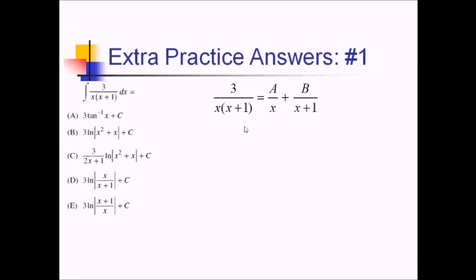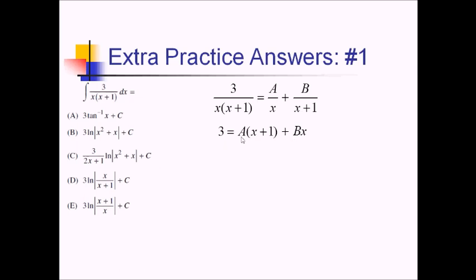And next we're going to multiply everything by x times x plus 1. So that's just going to give me 3 on the left side. Over here the x's cancel, leaving me with a times x plus 1. And here the x plus 1's cancel, so I've got b times x. Next I'm going to pick some x values that'll help me isolate a and b.